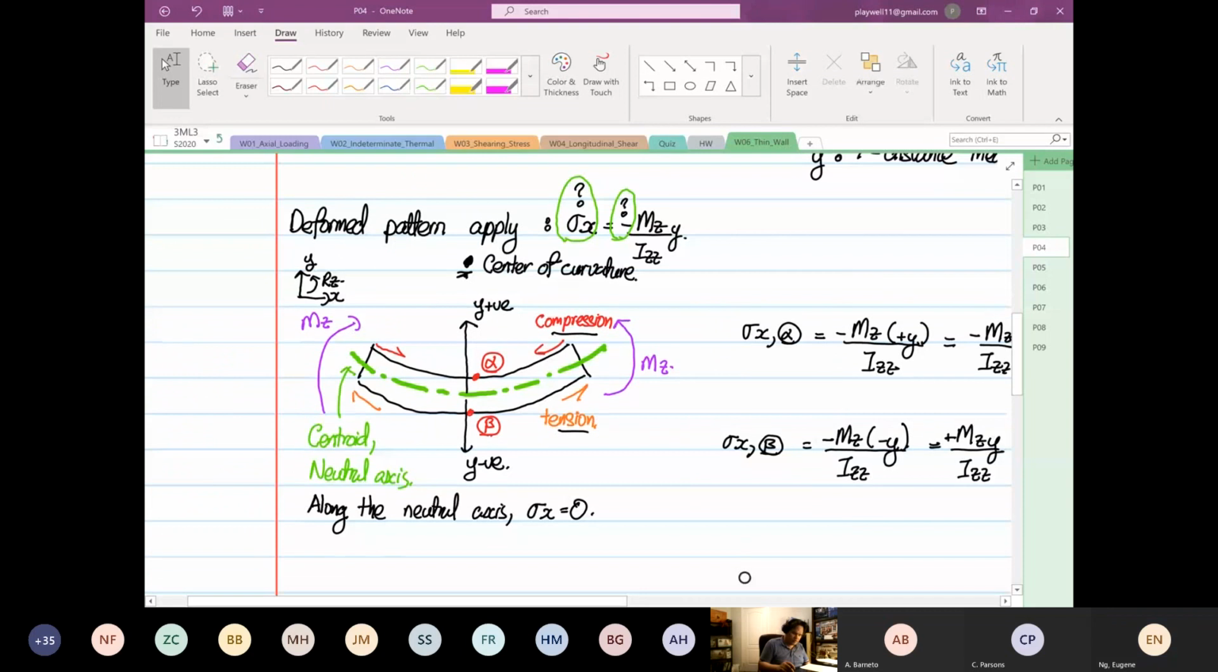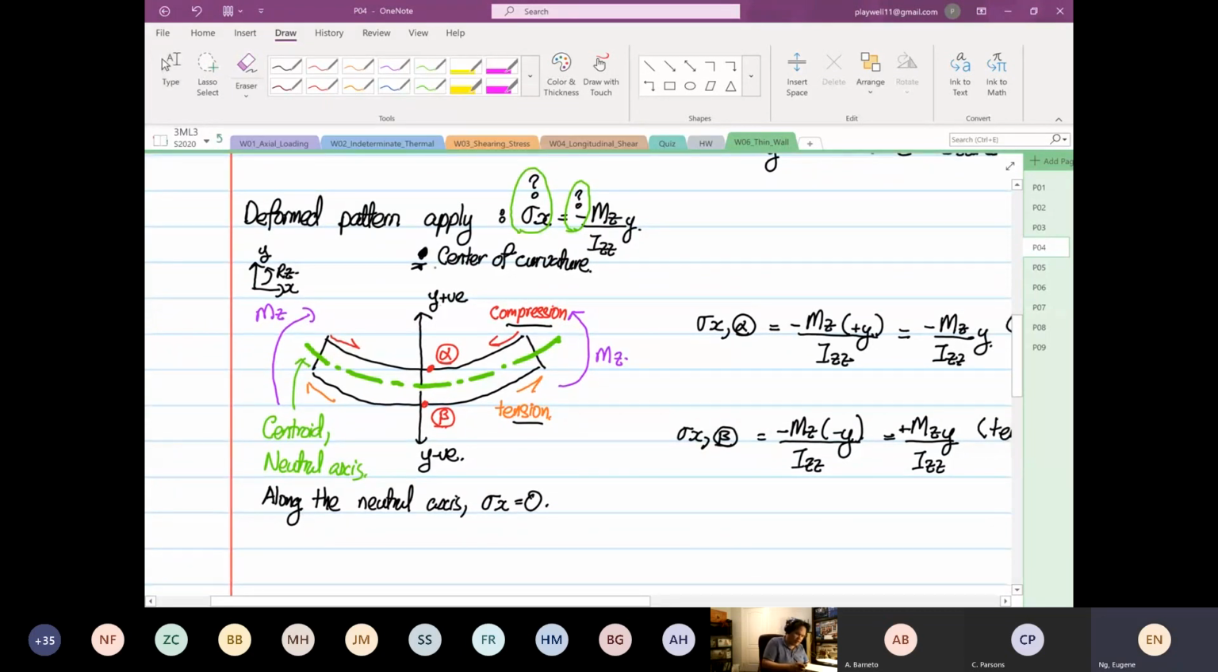Okay. So the y direction pointing towards the center of curvature is positive, pointing away is negative. But I don't want you to remember that. Too complicated. I want you to remember something simple. What is something simple? If you look at the moment arrow or moment vector Mz, the head of the moment vector is compression. The tail end of the moment vector is what? Tension. That's it. Nothing else more to remember.